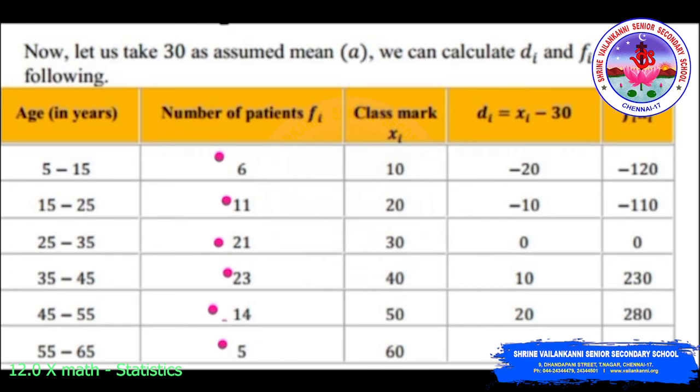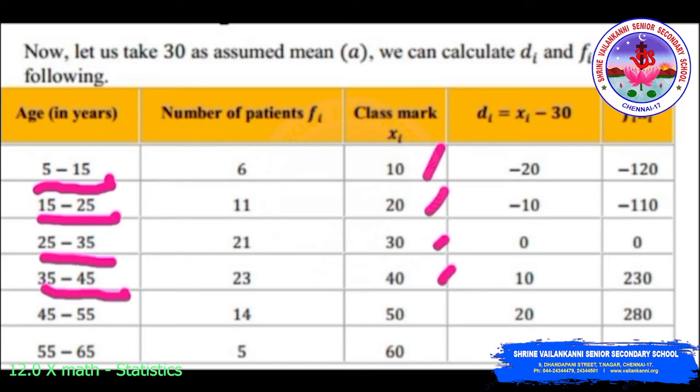Now I need to find the class mark, found by adding lower limit plus upper limit divided by 2. So my first value will be 10. Next one 20, the third one 30, then 40, and similarly we get 50 and 60.